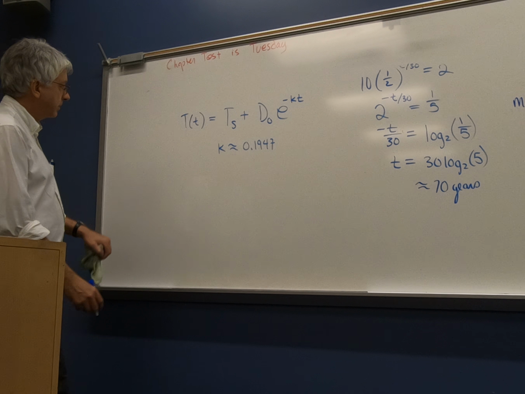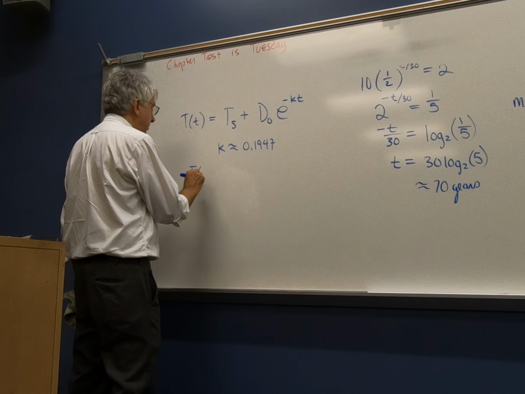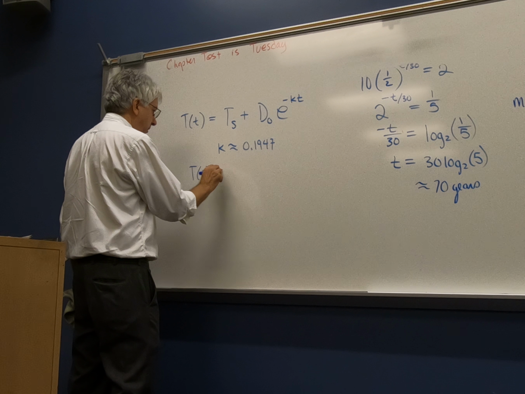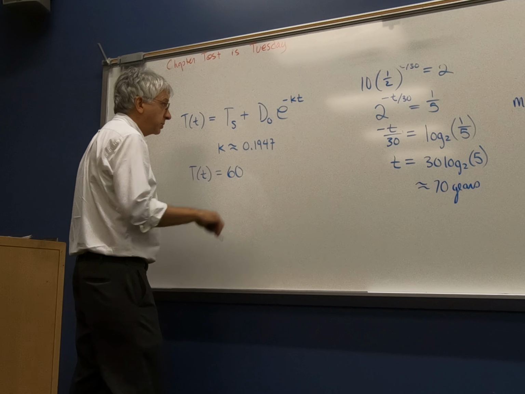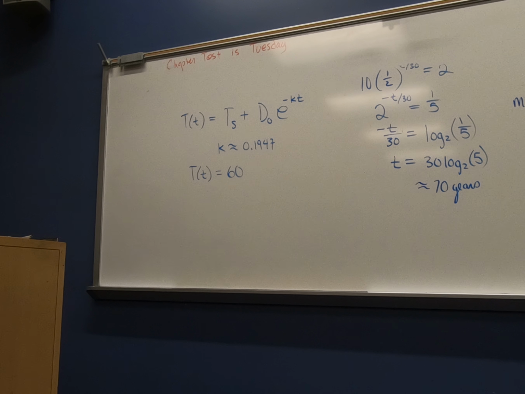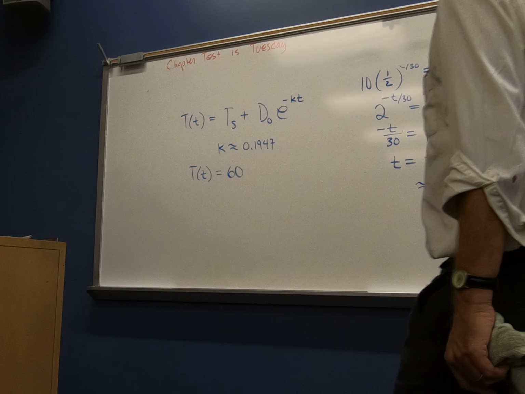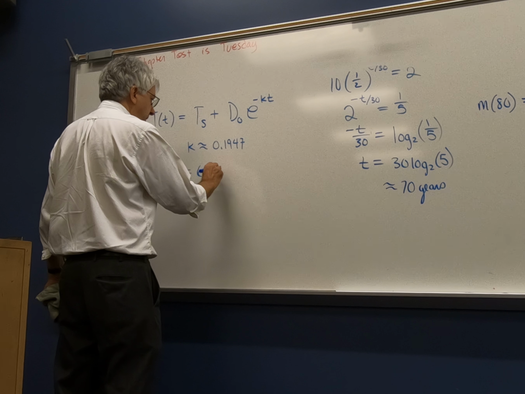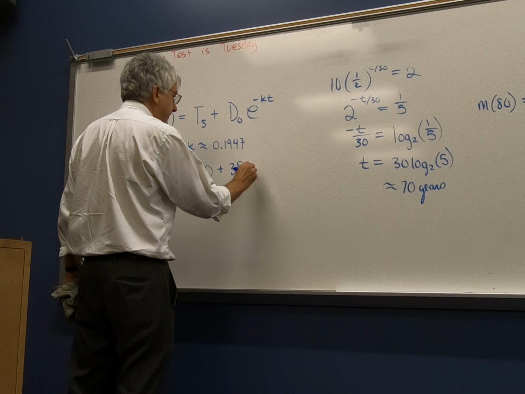Okay, so what's the temperature of the surroundings? 60 degrees Fahrenheit. And the initial difference in temperature? Well, 98.6 minus 60, huh? It's going to be 38.6. So it's the difference that's decaying exponentially, right?